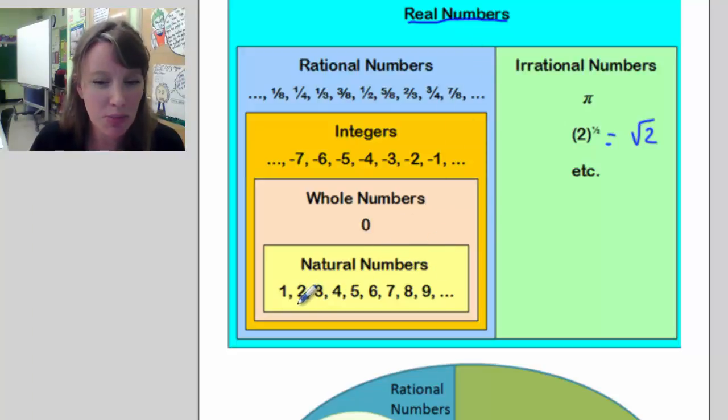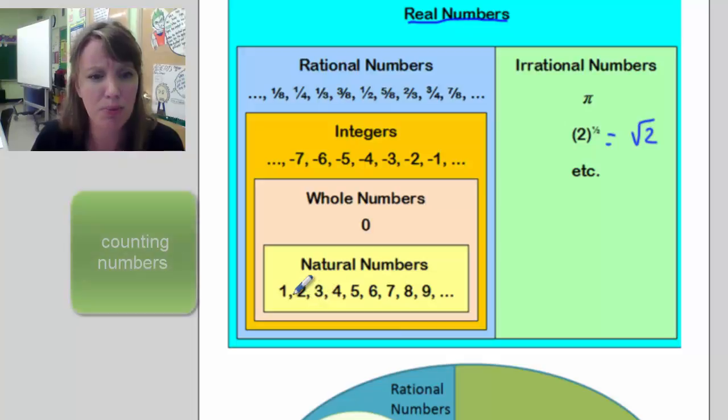Okay, so the natural numbers are the first numbers you began working with. They were the numbers that your teacher probably started to give you when you were in elementary school. They're also called counting numbers, the numbers that you would use to count objects, right? Beginning at 1, 2, 3, 4, and so on.